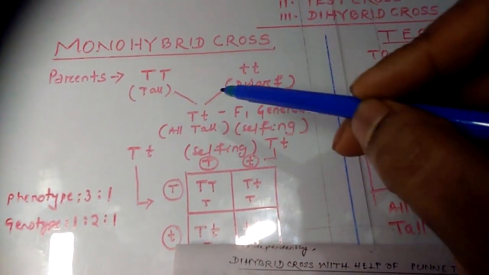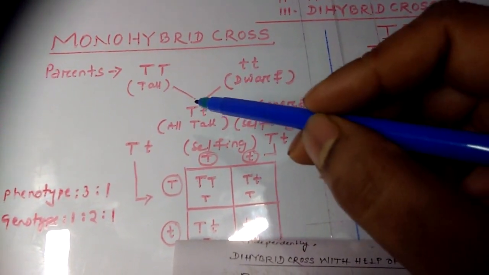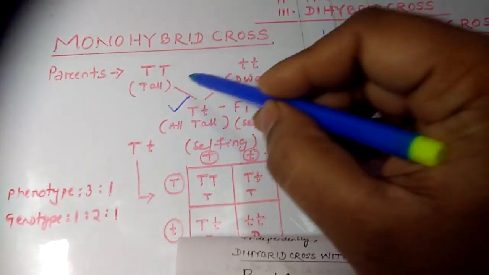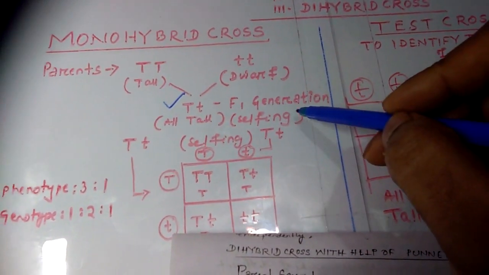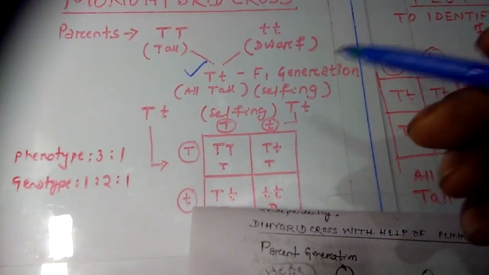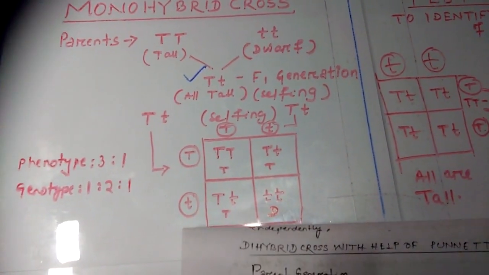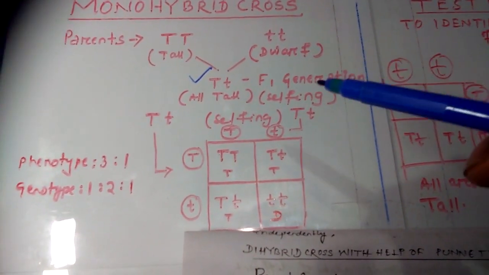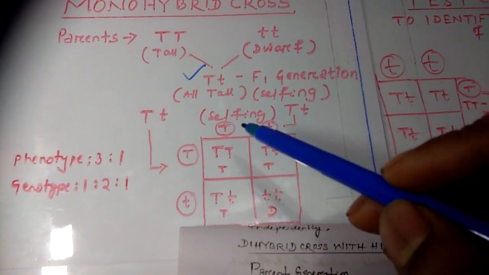So if you initially do the cross, you get all the plants as tall plants. All are tall plants you will get. So that is your F1 generation. Then if you go for the selfing of this one, the Punnett square will help you there with the monohybrid cross. So you do the selfing.